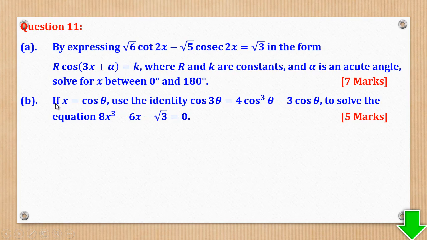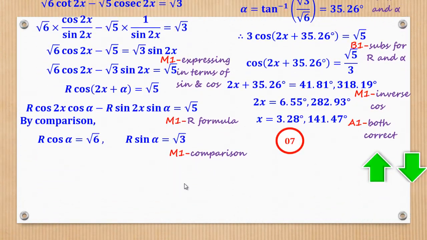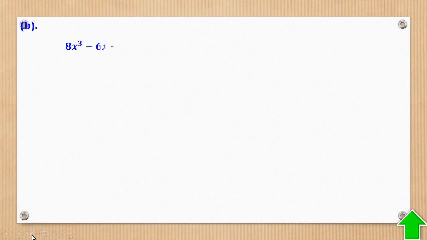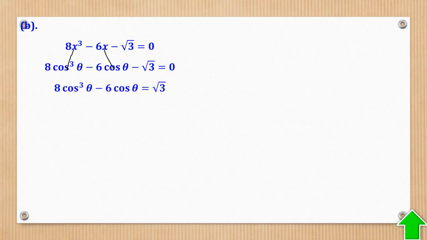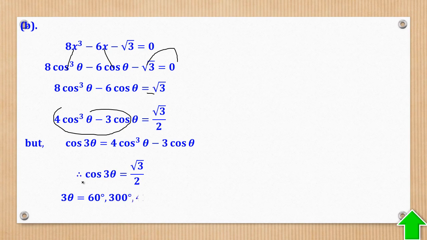Then part B says, if x is equal to cos theta, use the identity this to solve the equation this. So first we have to substitute for x. So you come and substitute for x. Then rearrange, take this on this side to come up with this. Divide throughout by 2 to get this. So remember that this is the same as cos 3 theta. So I can now substitute and get the values of 3 theta and then finally the values of theta.